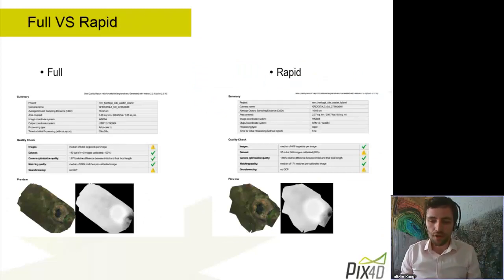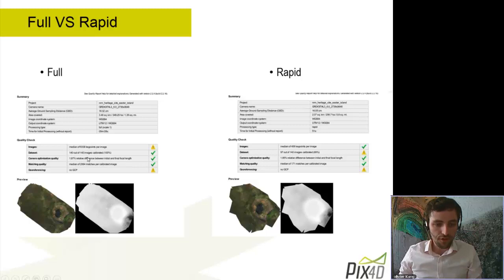The best example is to look at the quality report you get after you've done the rapid check. In this example, we did the full processing on the left and the rapid processing on the right. One of the things you can really observe is that the number of key points has decreased a lot between the two reports. This comes from the fact that we are using smaller images, and smaller images means that we can detect fewer key points per image.